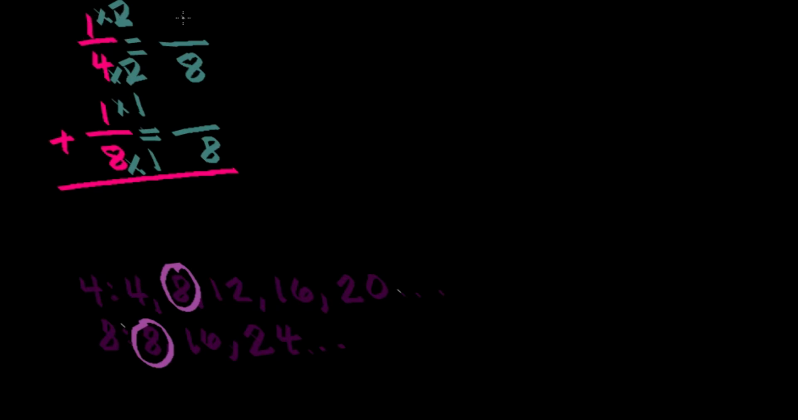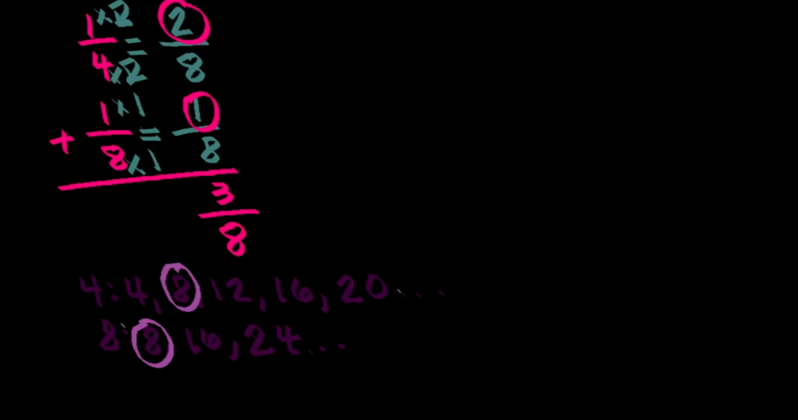Multiplying the numerators, 1 times 2 equals 2. And once again, the other numerator, 1 times 1 equals 1. Once I've done these, all that's left for me to do is add. And the only numbers I'm going to add are my numerators. The denominator I will simply copy. So 2 plus 1 is 3. And I will copy the denominator 8. So 1/4 plus 1/8 equals 3/8.